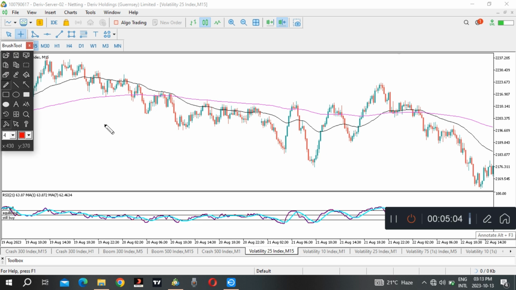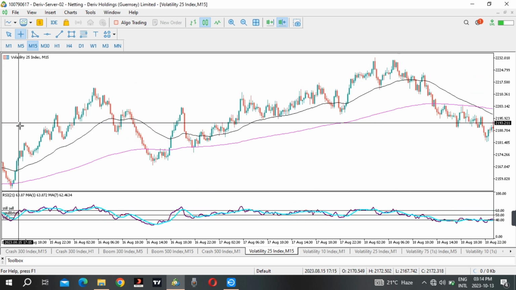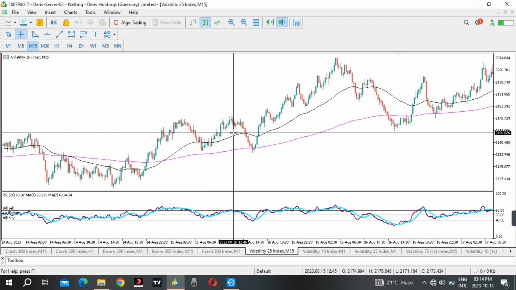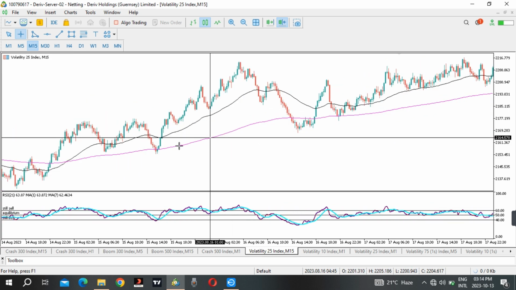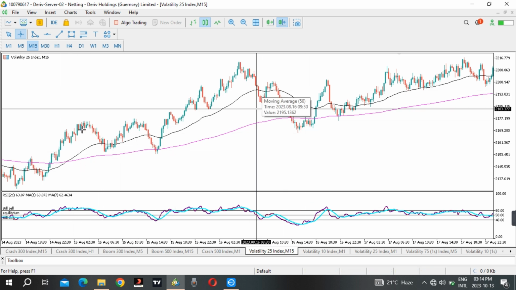Then we can also use these moving averages to see where the trend is. If the moving averages are on top of the candlesticks, it means that we are going down, and if they are below the candlesticks, it means that we are going up. That means the trend is a bullish trend. So over here, when the moving averages are below the candlesticks, we are in an uptrend.